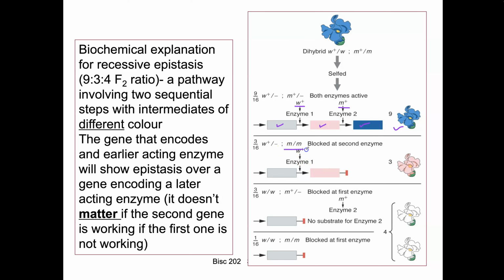If the M gene is mutated, there's a block in this pathway. The enzyme is not available to make this conversion, and so what we get is an accumulation of this pink pigment, and the flowers end up being pink.